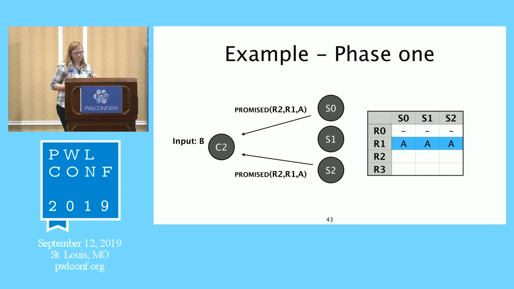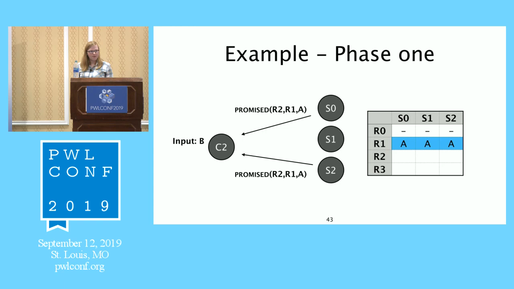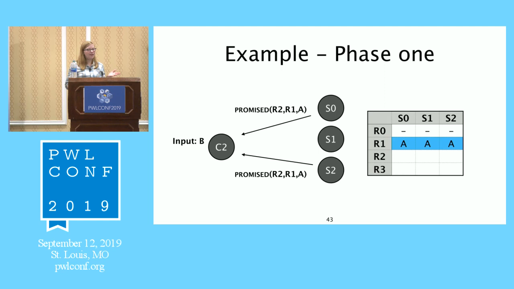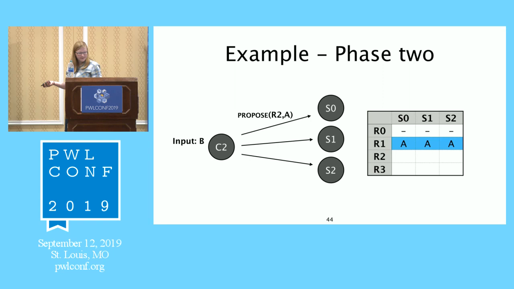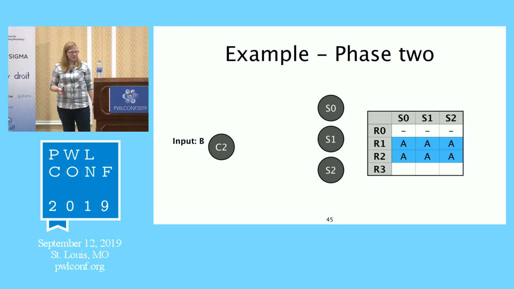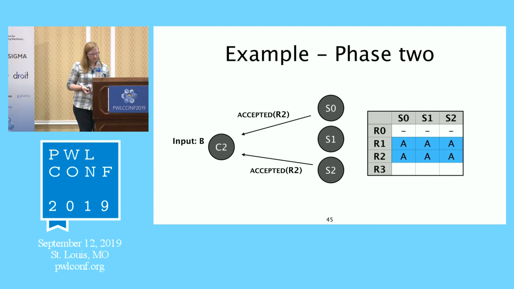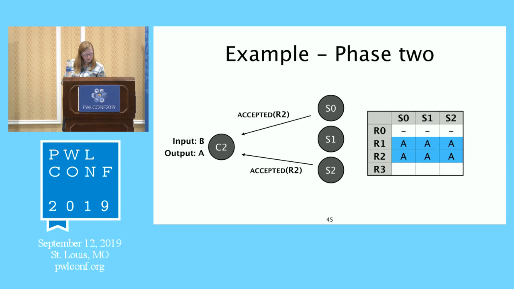And the client collects these messages again. Once it's received two of them, it can safely proceed to the second phase. Unfortunately, this client isn't able to write its own value B. They're going to have to write the value A. So the client sends the message propose R2, A, write the value as requested, and the servers respond saying, hey, I've accepted your proposal. And the client learns the output value.